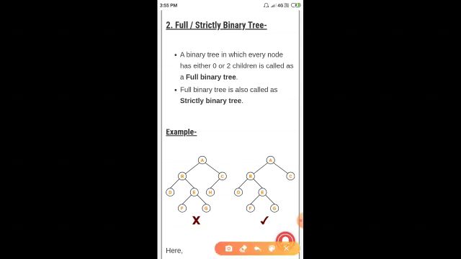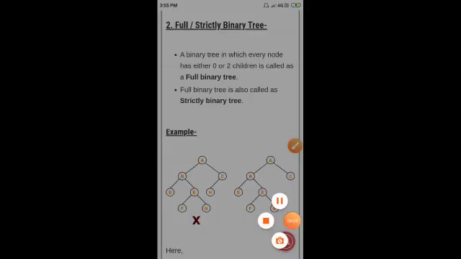Next, a full or strictly binary tree. A binary tree in which every node has either 0 or 2 children is called a full binary tree. A full binary tree is also called a strictly binary tree. See here in this example, a binary tree in which every node has either 0 or 2 children. Such a type of tree we have to call a full binary tree.